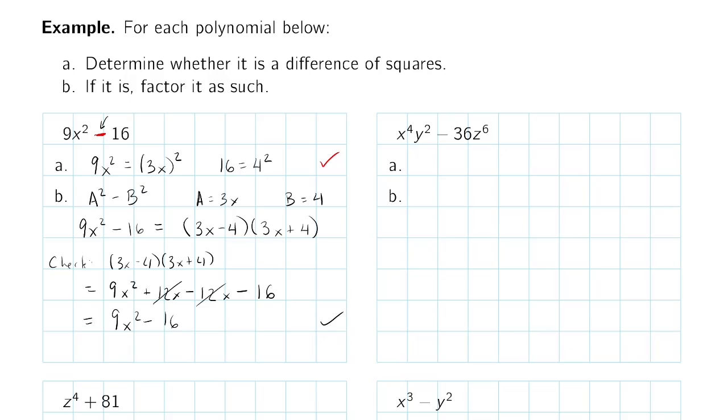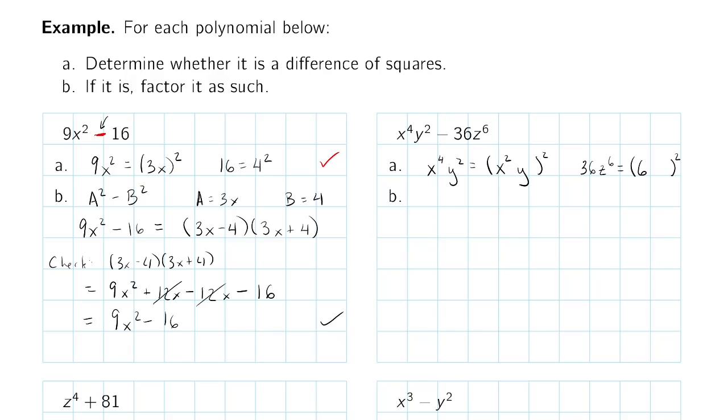Here's another difference of squares. We've got x to the fourth times y squared as our first term. Now remember, when we square a monomial, we double every power. So half of 4 is 2, x squared. Half of 2 is 1, y. If we take x squared y and square it, we get x to the fourth y squared. And then we've got 36 z to the sixth. 36 is a perfect square. That's 6 squared.